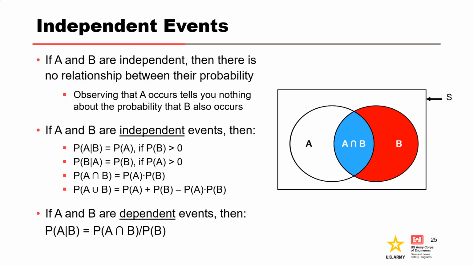Independent events are events that have no relationship between their probability, and observing one event tells you nothing about the probability of another event occurring. Potential failure modes are typically developed and elicited assuming independence. Assuming independence between potential failure modes, however, is not always guaranteed to be a good assumption.